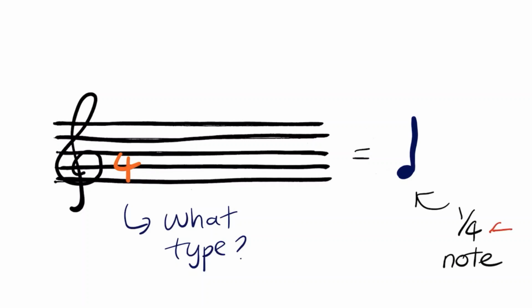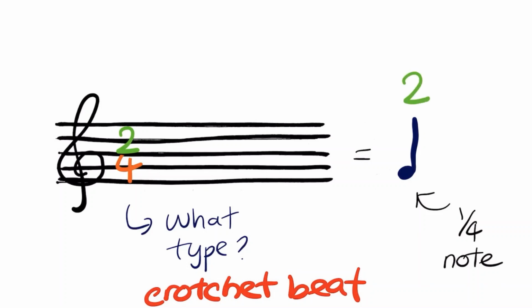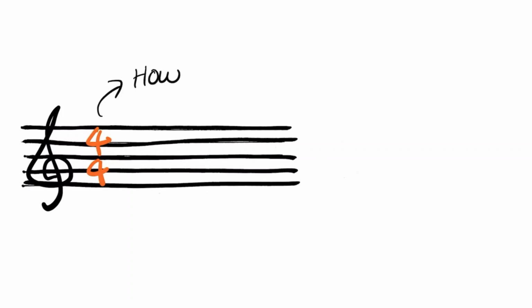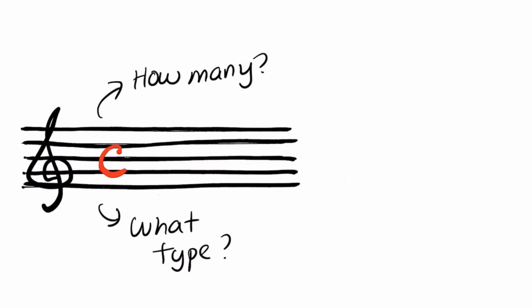The bottom number 4 is the key that tells us that we are dealing with crotchet beats. Like 2-4 means there are 2 crotchet beats in a bar. 3-4 means there are 3 crotchet beats in a bar. And 4-4 means there are 4 crotchet beats in a bar. How many beats? What type of beats? 4-4 can also be written like this. We call this common time.